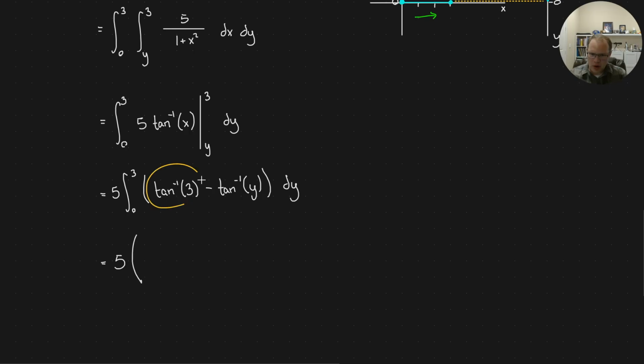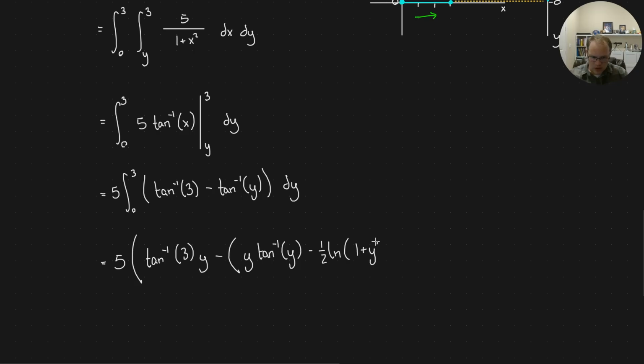Okay. So arctangent 3, that's just a constant. So if I integrate that with respect to y, I get the constant times y. Integral of arctangent of y, make sure I put the negative out there. It is y arctangent of y, I'm sorry, not x, we're integrating with respect to y, minus 1/2 natural log of 1 plus y squared. I'm going to evaluate that from 0 to 3.